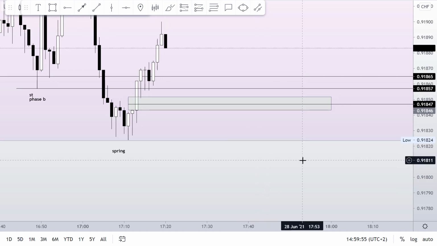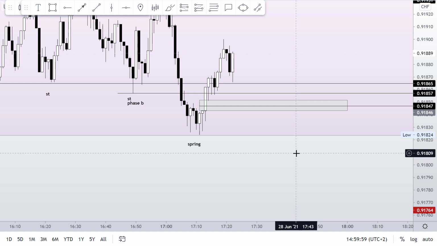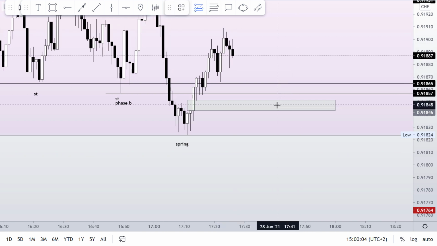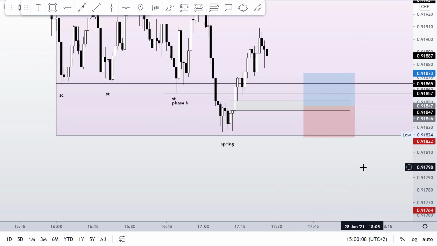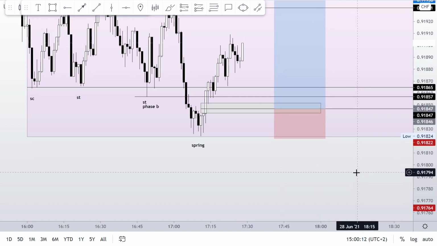So let's see what happened here. We have quite an impulsive move from this level on the 1 minute chart. Very nice. And here we decided to place our pending order right here, with a stop loss of 2.5 pips, if I recall correctly. And let's see how this played out.